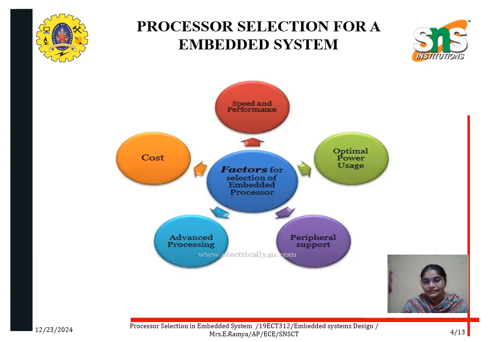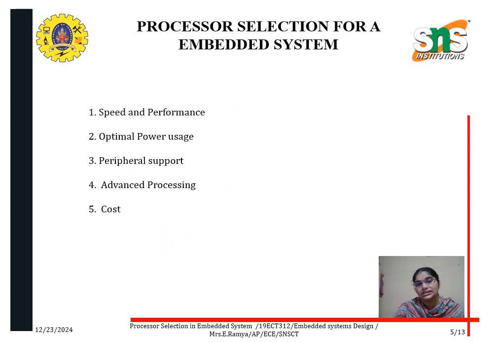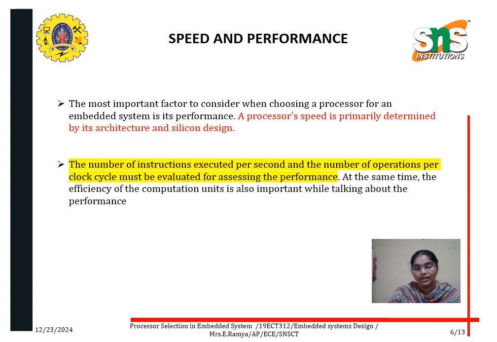So what are the factors for selection of an embedded processor? One is speed and performance, then optimal power usage, peripheral support, advanced processing, and cost. These are the things we have to concentrate on. So now, the speed and performance.